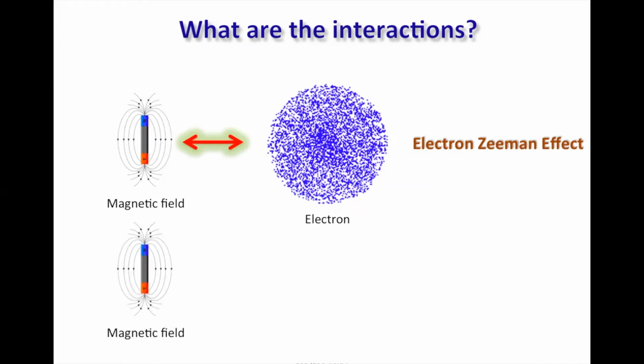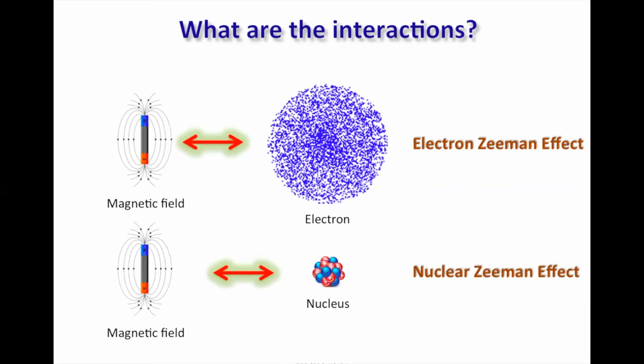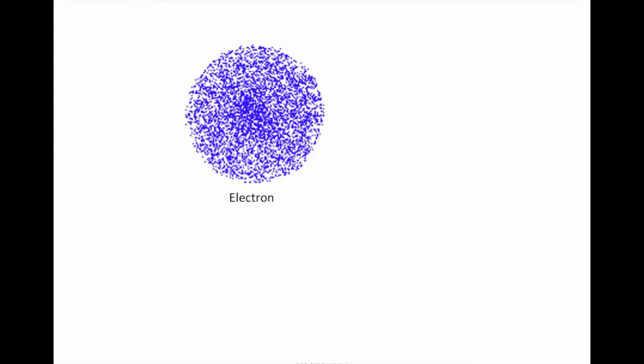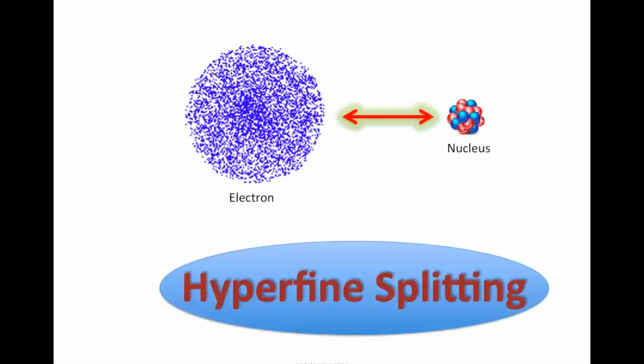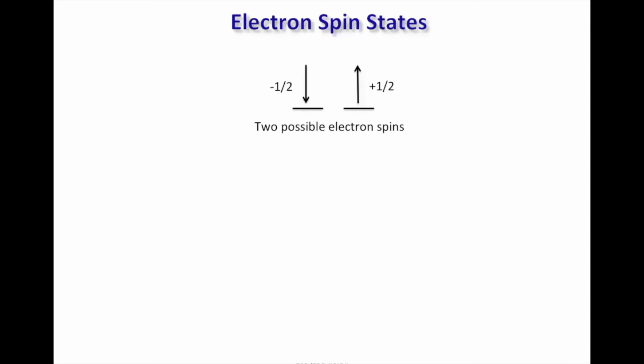Similarly, if the interaction is taking place between the nuclei and the external magnetic field, splitting of the nuclear spin states will take place, which is known as the nuclear Zeeman effect. And when there occur interactions between the nuclei and the electrons, the so-called hyperfine splitting takes place. Electron spin state, or spin quantum state.